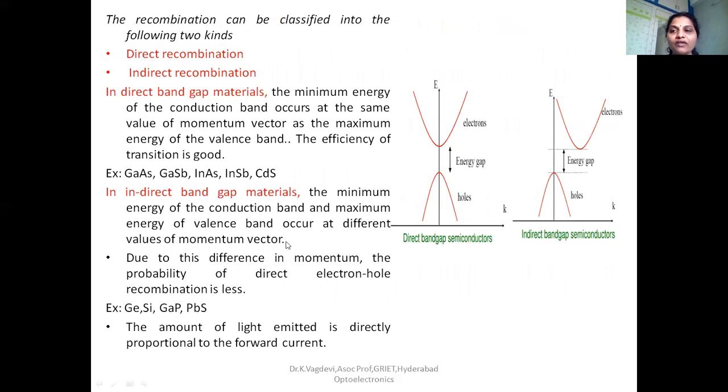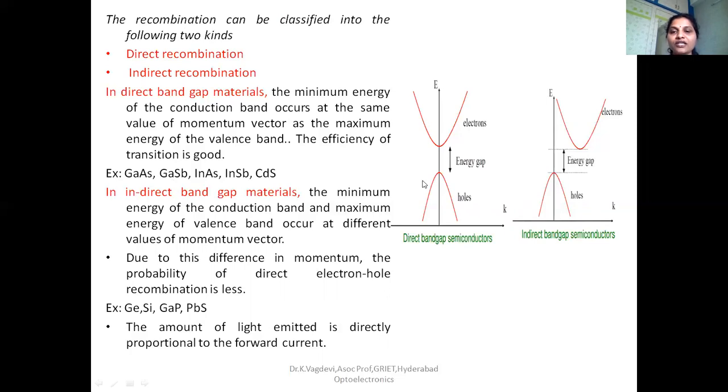Now, in how many ways the recombination can take place depends completely on the type of semiconducting material that we take. They can be classified as direct recombination and indirect recombination. In direct band gap materials, this is the structure which we can see. It is seen in the case of gallium arsenide, gallium antimonide, indium arsenide, indium antimonide, cadmium sulfide, and so on.